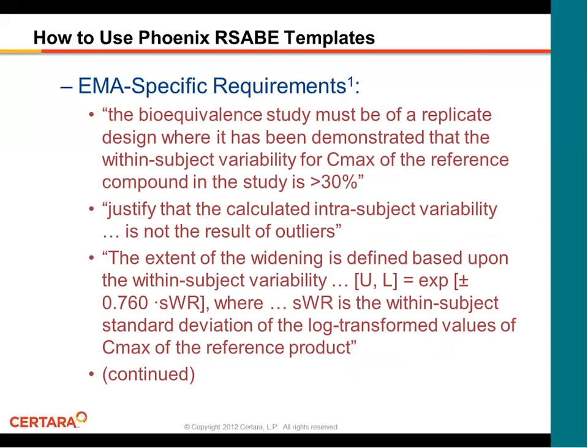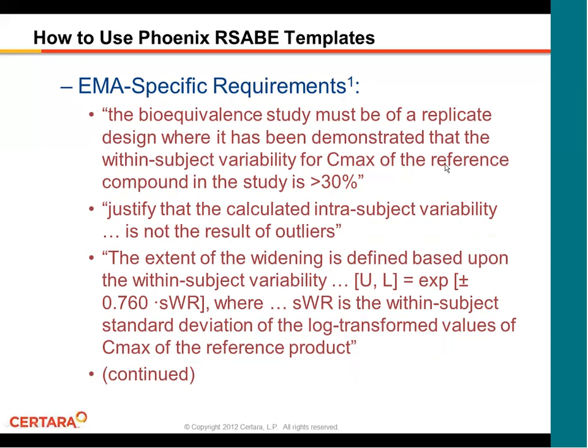Some specific requirements for the EMA, those are taken directly from the guidance. The bioequivalence study must be of a replicate design, and it has to be demonstrated that within-subject variability for Cmax of the reference compound of the study is greater than 30%. Okay? So just to demonstrate that, you need to have the reference given twice, as we explained in the 2 designs.